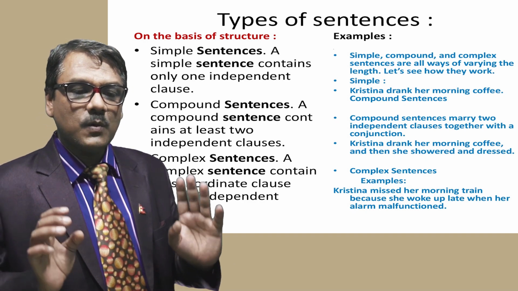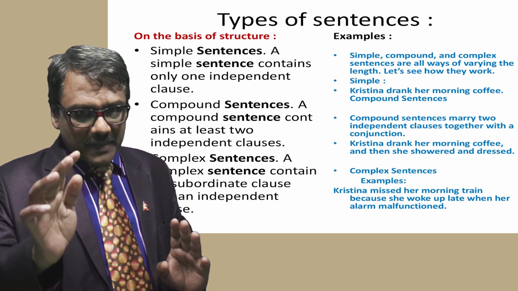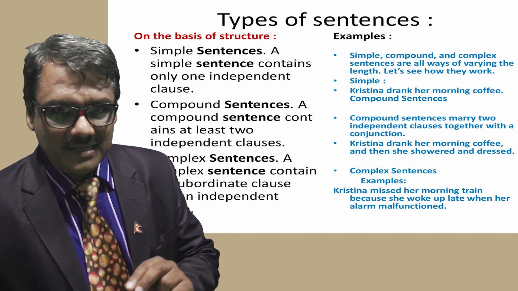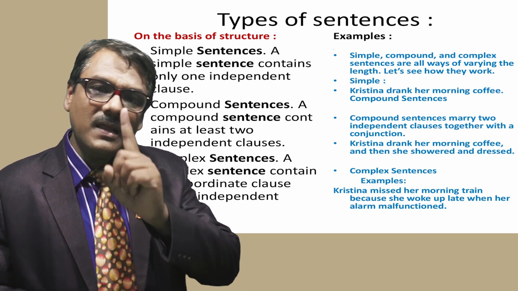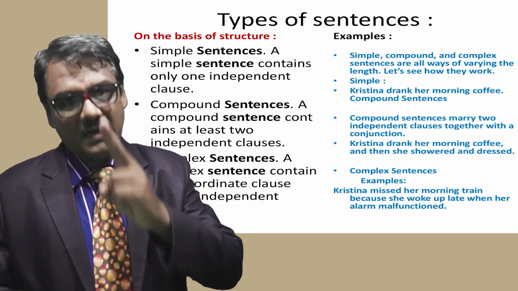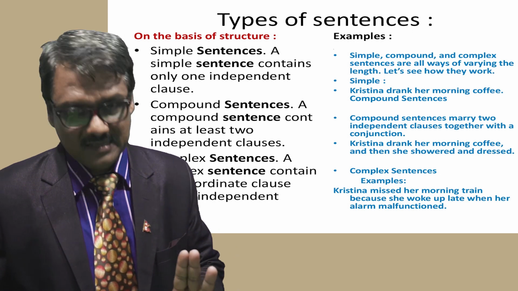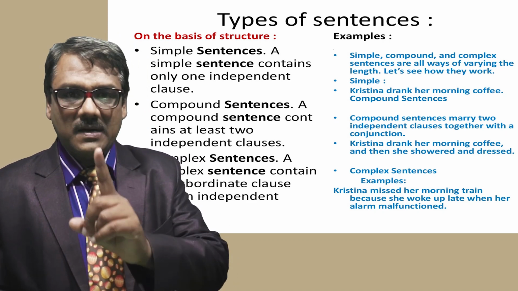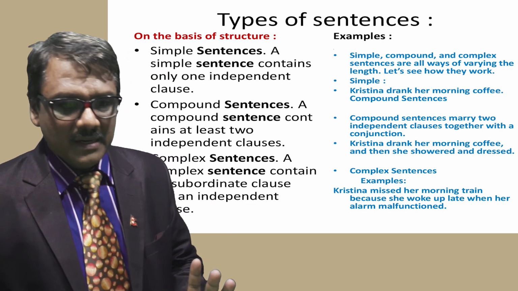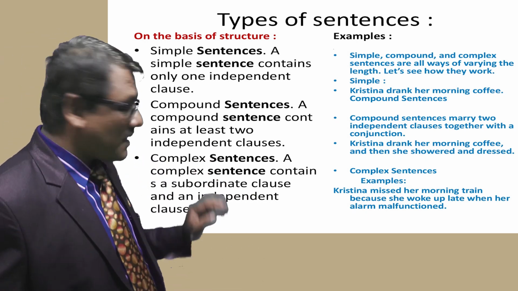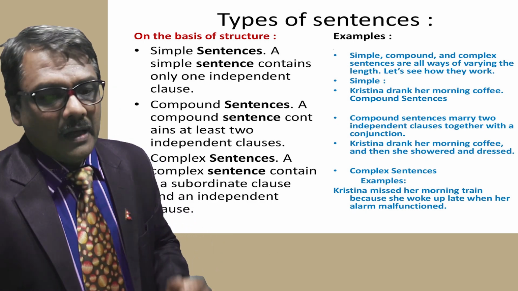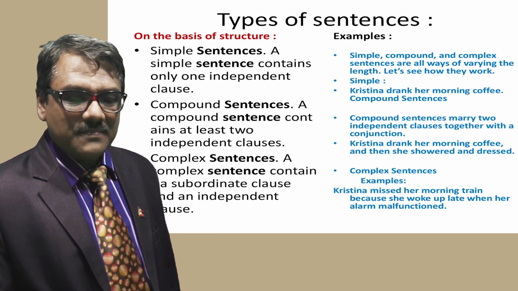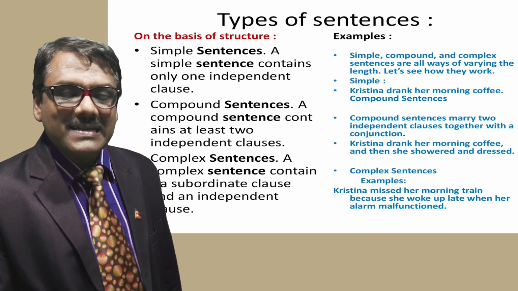A simple sentence contains only one independent clause. If you remember the previous slide, Neha goes to market, it was the sentence, isn't that so? And in that sentence there is only one subject and only one verb. That is a simple sentence. A simple sentence contains at least a subject and a verb. One subject, one verb. Okay, and the next says about the compound sentence. How is the compound sentence defined? A compound sentence contains at least two independent clauses.